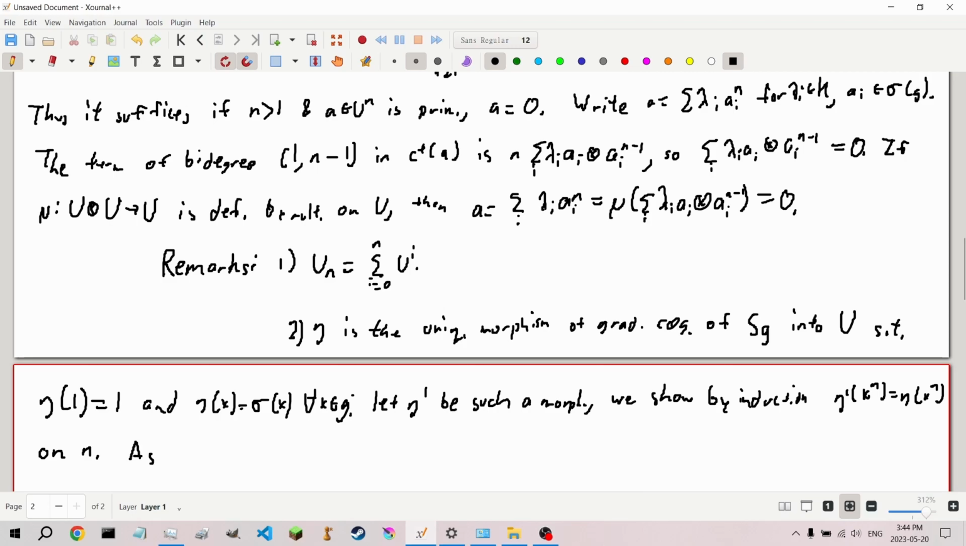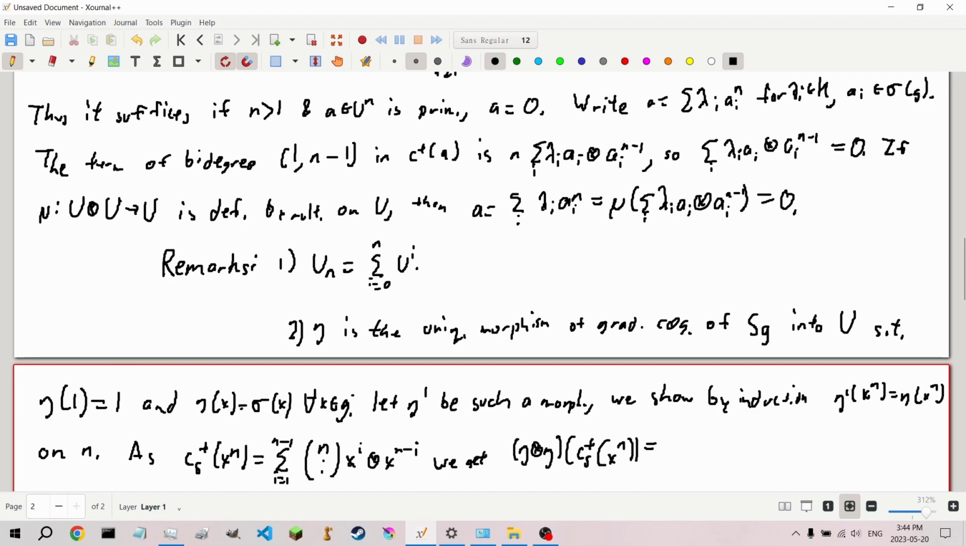As we have from before, CS positive of x to the n is the sum from 1 to n minus 1 of the binomial terms of this expansion, x to the I tensor x to the n minus I. We get that eta tensor eta of CS positive x to the n is the sum of eta prime tensor eta prime of our CS positive of x to the n by the induction hypothesis.